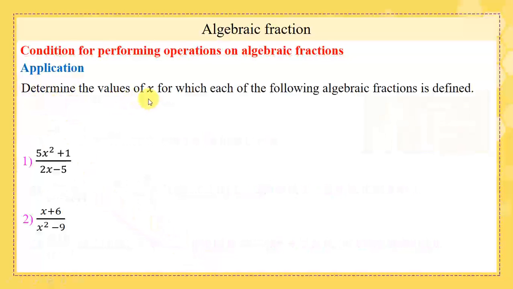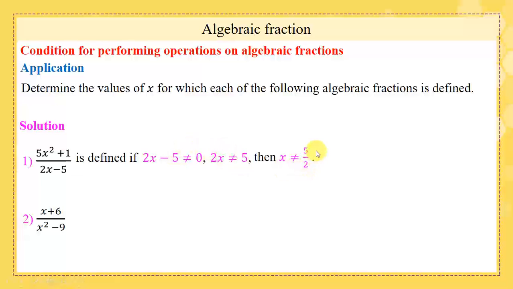Application: determine the values of x for which each of the following algebraic fractions is defined. Please pause the video and try to do it by yourself. Solution 1. (5x squared plus 1) over (2x minus 5). The denominator is 2x minus 5. So it is defined if 2x minus 5 is different from 0. So 2x is different from 5, x different from 5 over 2.